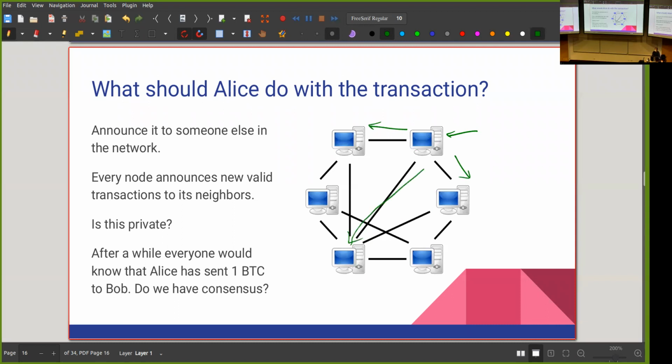But then the protocol continues. So each one of these computers would verify that the transaction is a valid transaction. And if it is valid, they would each announce it to their own neighbors, to the other computers that they know about. And so the idea is that this is a gossip protocol, and eventually everyone would hear the transaction. Everyone would eventually hear the gossip. Okay?